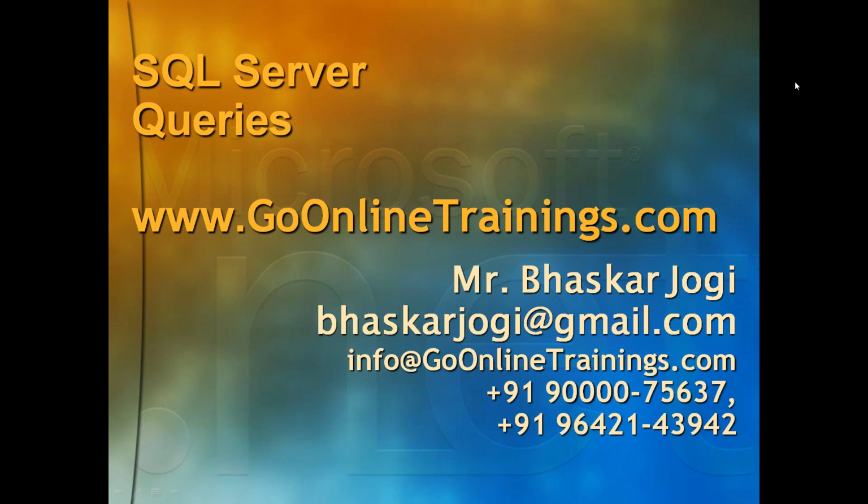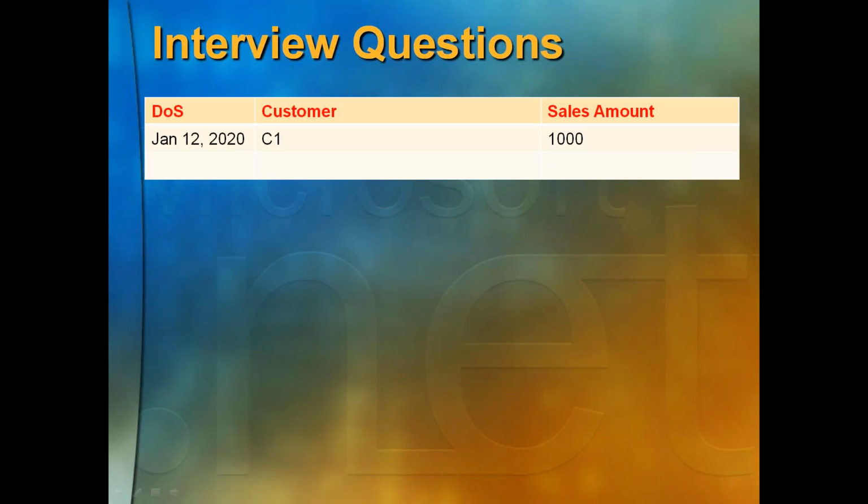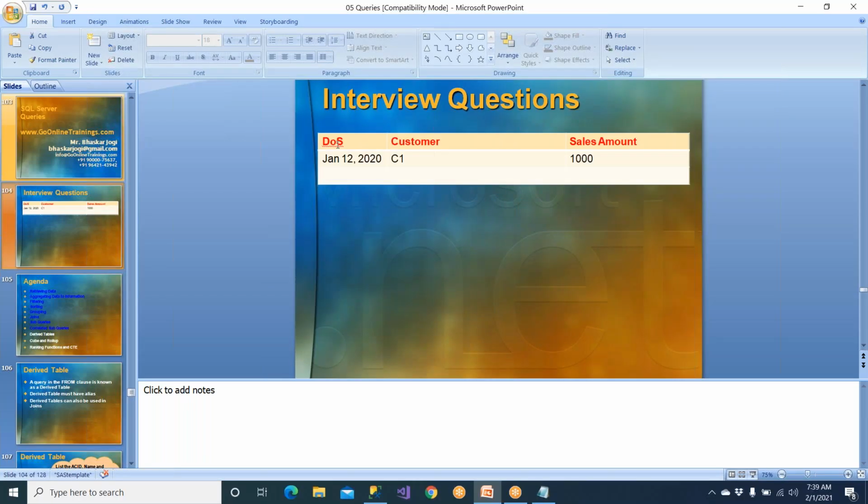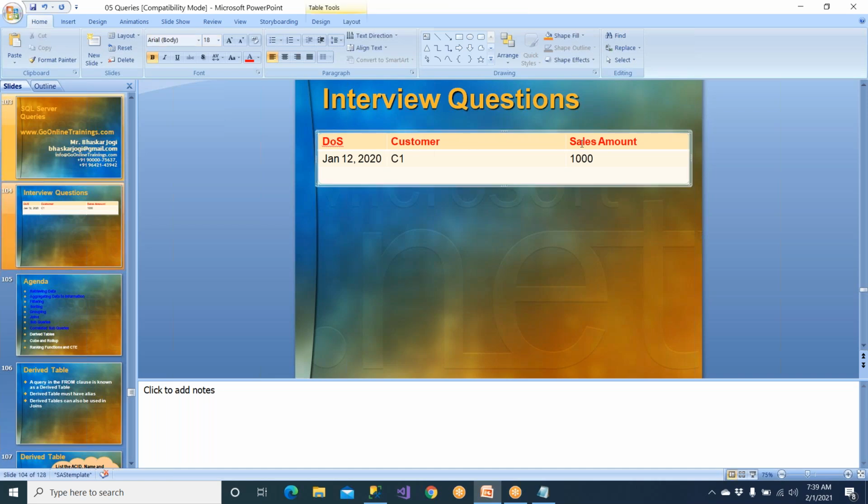Okay, so I wanted to give you one interview question. You can answer this. The interview question is like this. There is a date of sales table, and the table name could be anything, some sales table, with the date of sales, the customer, and the amount he paid. So on Jan 12th, a sale happened by customer C1 for 1000. Again, let us say January 20th, 2020, customer C2 came and purchased 1200 products.